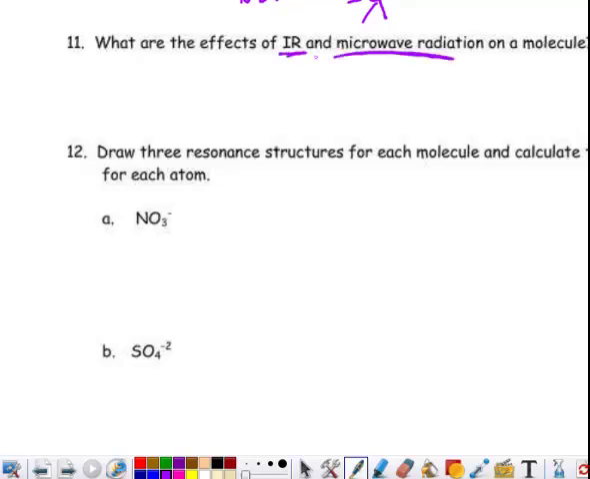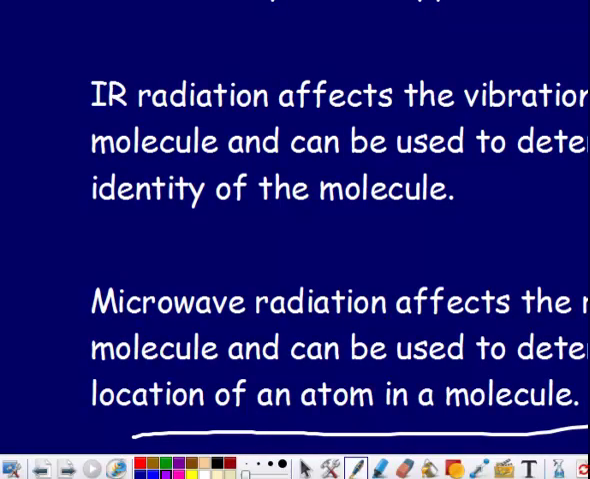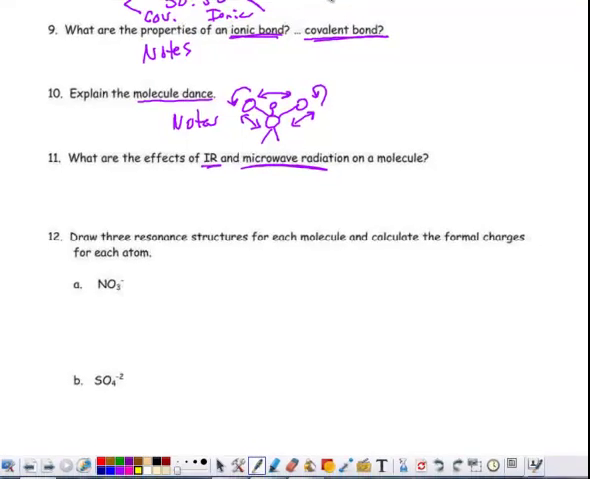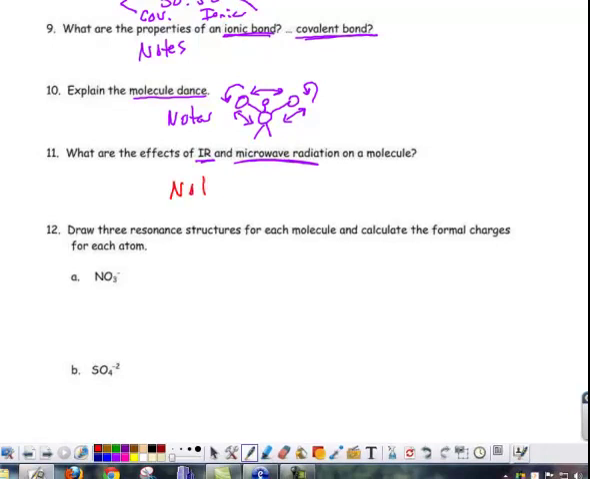All right, so IR and microwave radiation, I put that in here because someone said we didn't learn it. So there's the notes. Came right from your notes. IR radiation affects the vibration of the molecule and can be used to determine the identity of the molecule. Microwave radiation affects the rotation of the molecule, and it can determine the location of an atom in the molecule. So once again, right there from our notes.